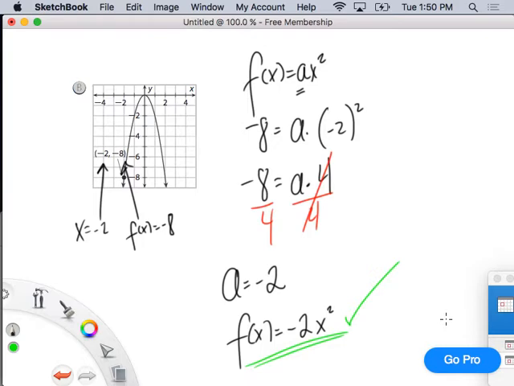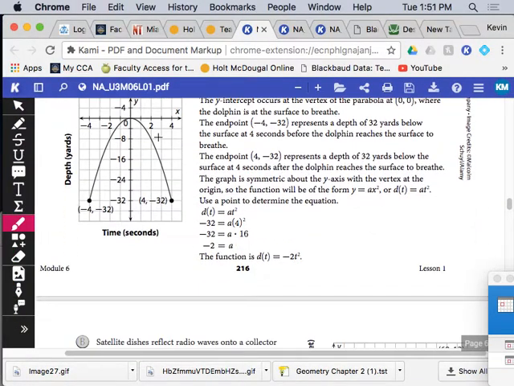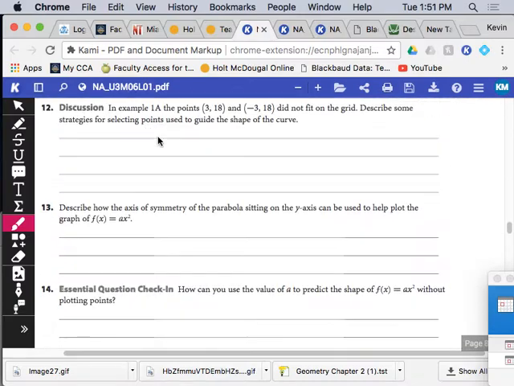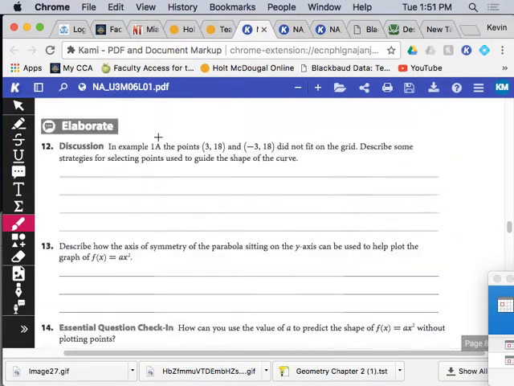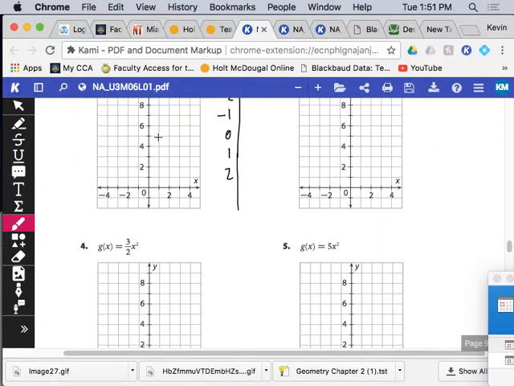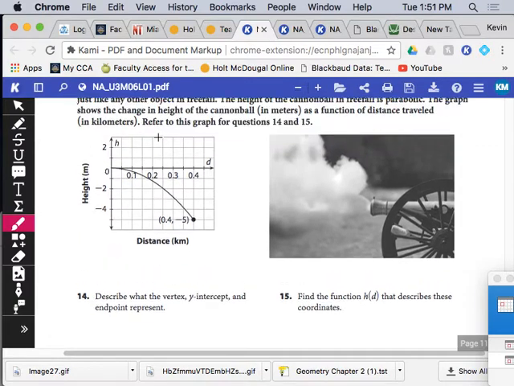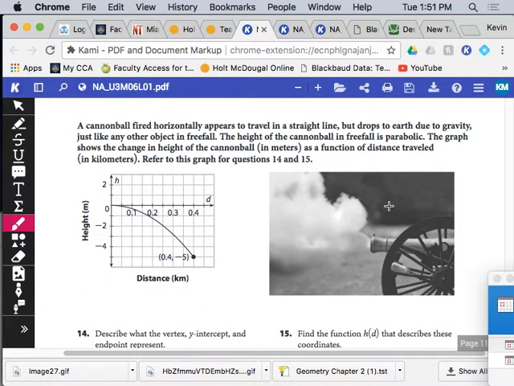Okay, homework. What is your homework? Your homework is on the bottom of page 218. It starts at number 1, and then it goes on through number 15. Number 14 and 15 is kind of like a word problem. Go ahead and take a look at that and do the best you can.